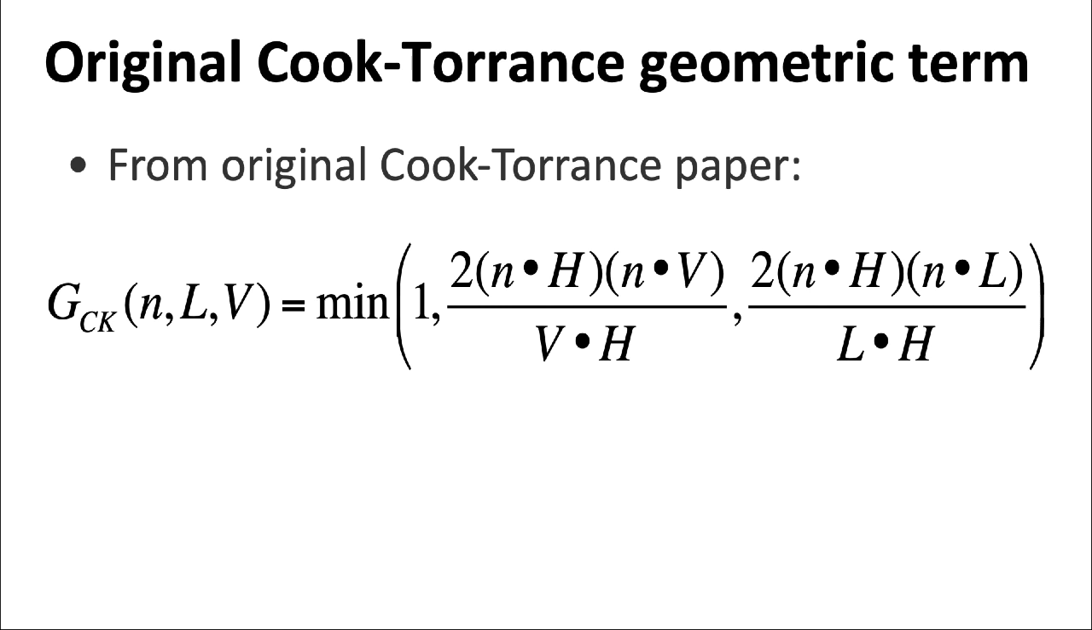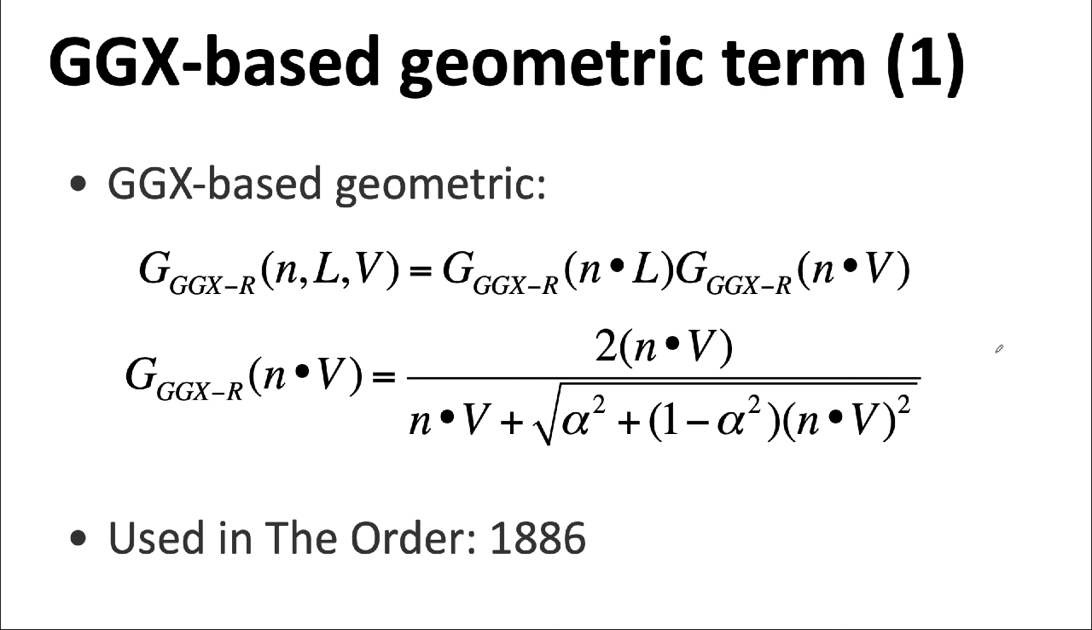So people have looked at creating other geometric terms, some of which are trying to be based on reasoning about the D term that you chose and what that might imply. So if you do this with the GGX term, you wind up with this kind of form. Now, something I want to point out about this and a lot of other geometric terms is that it's expressed in this form of factors.